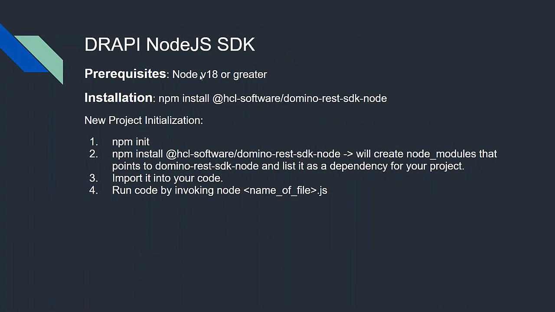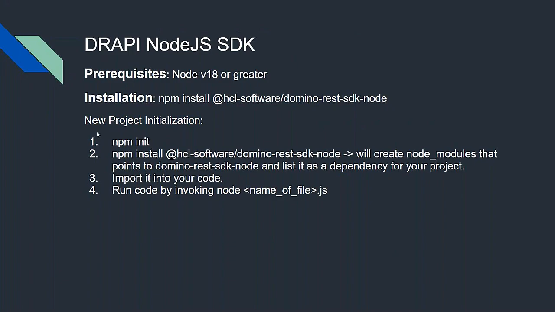The prerequisite is Node version 8 or greater. This is a requirement because the Drapi Node SDK uses the JavaScript native method called fetch under the hood. So it's only available on Node version 18 or greater. As for the installation, you just have to run this npm install at HCL software / domino rest SDK node. This is just the npm package for it.